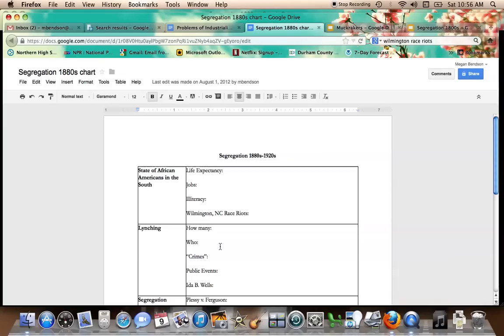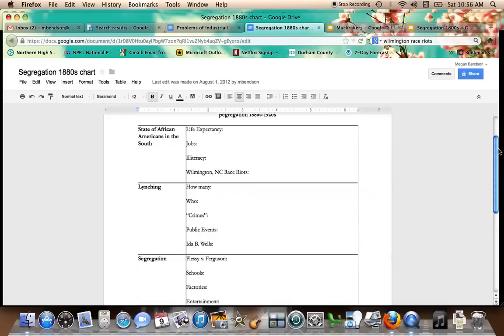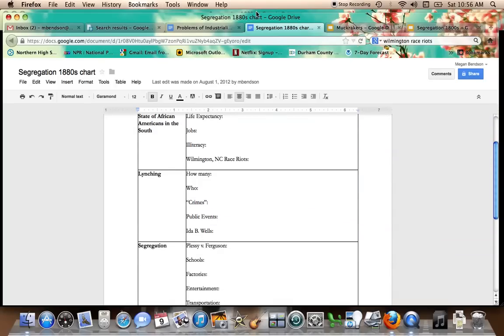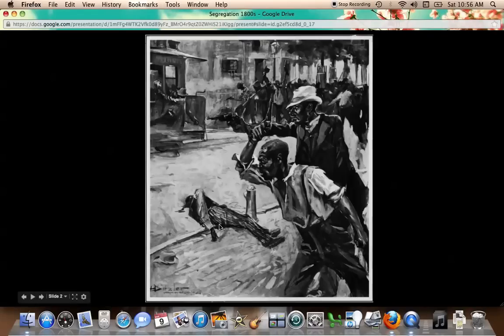This is a very famous race riot, and you'll be reading a little bit about it for homework by the same author of Blood Done Sign My Name, if you've read that in English. So the biggest issue facing African Americans was lynching in the South.